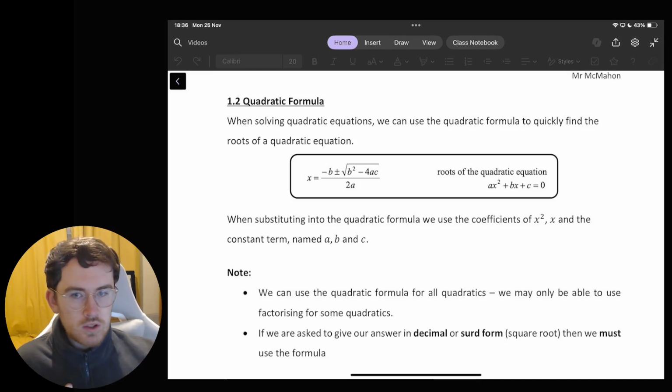So we know what a quadratic equation looks like. It has the three terms. It has the x squared, it has the x, it has the constant. And with any of those, you can use this quadratic formula.